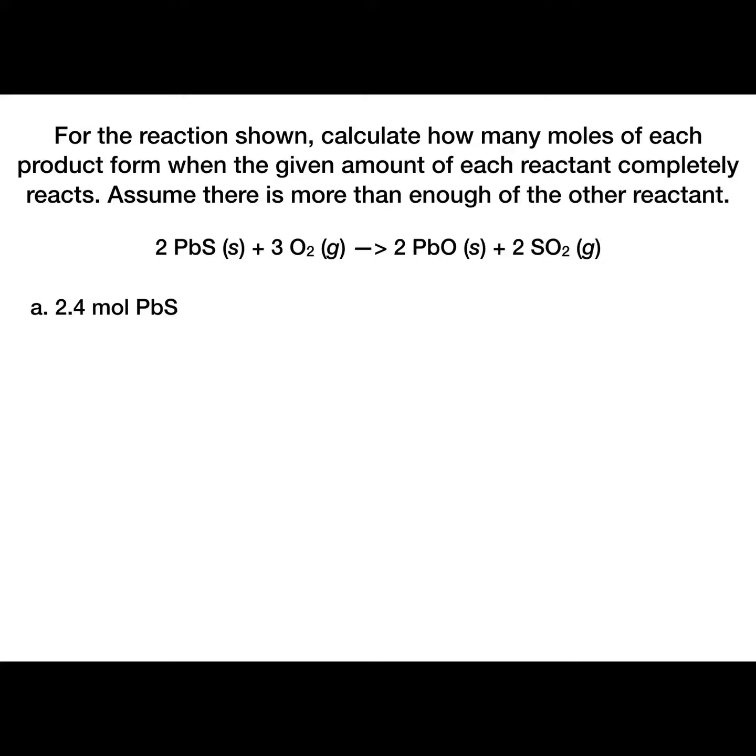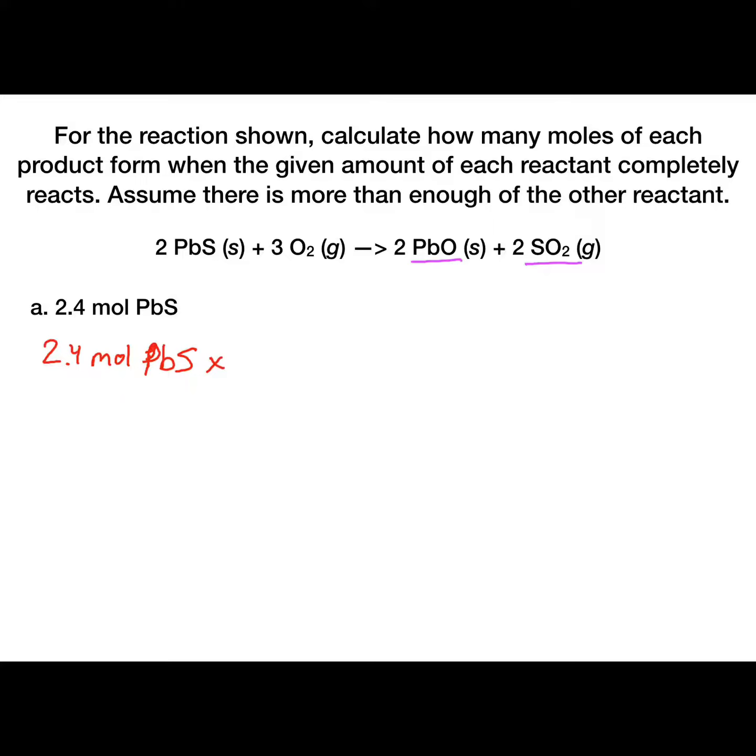And our first reactant is PbS, and it's giving us 2.4 moles. So we need to use that to find out how many moles of PbO form and SO2 form. So first, we're going to start with what we're given, which is the 2.4 moles. Okay, so now let's start off with finding out how many moles of PbO are produced.